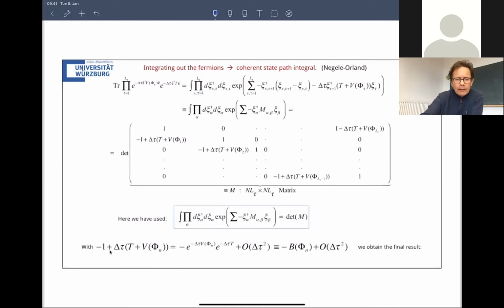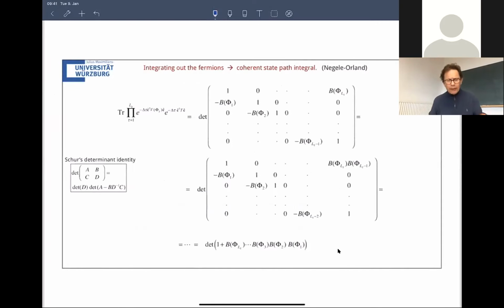Before doing it, let me go back to the exponentiated form. This 1 minus 1 plus delta tau t plus v is essentially nothing but a minus e to the minus delta tau phi of n, e to the minus delta tau t, and there's an error of order delta tau squared. And this is nothing but my object b of phi n, which I defined a couple of slides ago. I'm still making an error of order delta tau squared, and for these purposes, this is as good as we need it for the moment. So then we have this form, right?